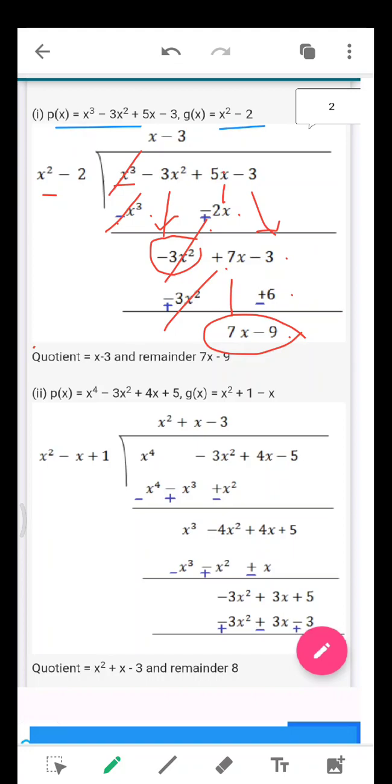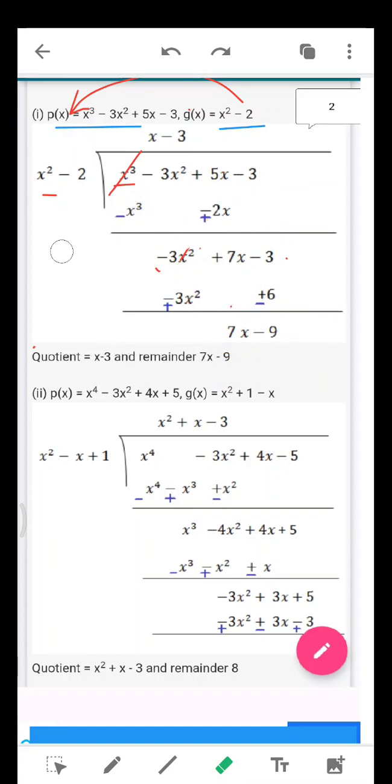So I can say one more thing here, that x square minus 2 is not a factor of this. Can you say me why? Why g of x is not a factor of p of x? Yeah, because the remainder is not 0. If the remainder comes out to be 0, then I can say g of x is a factor of p of x. Okay students, now let's see the next, second question, also in the same way.